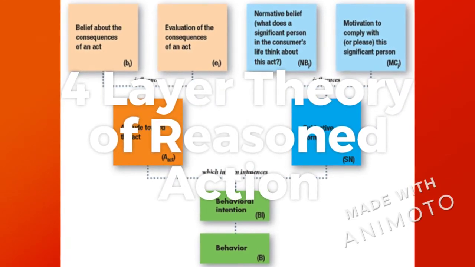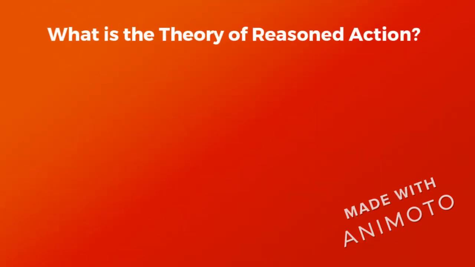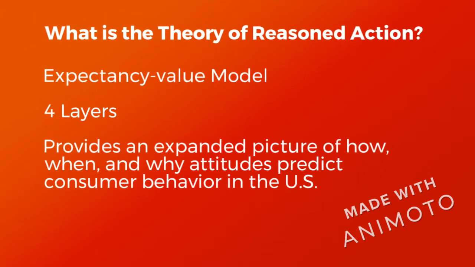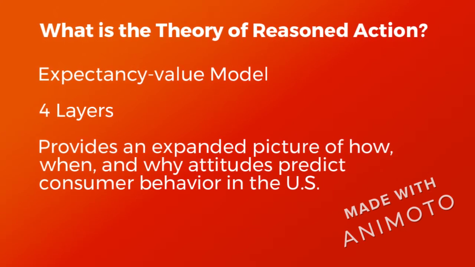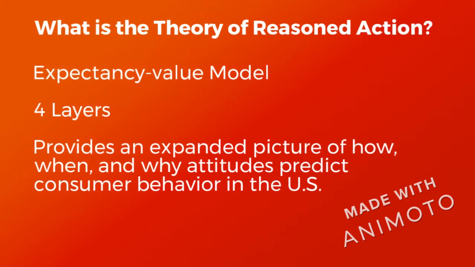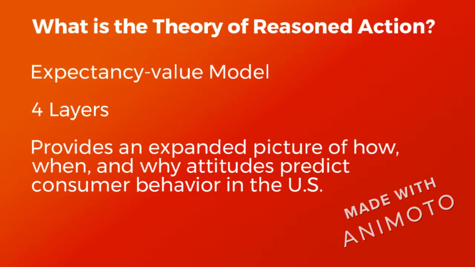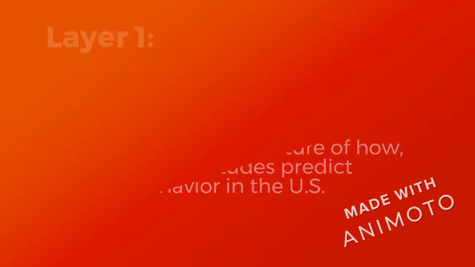Welcome. Today, we will be making a 4-layer theory of reasoned action model. What is the theory of reasoned action, you ask? Well, it is an expectancy value model that consists of 4 layers and provides an expanded picture of how, when, and why attitudes predict consumer behavior in the US.